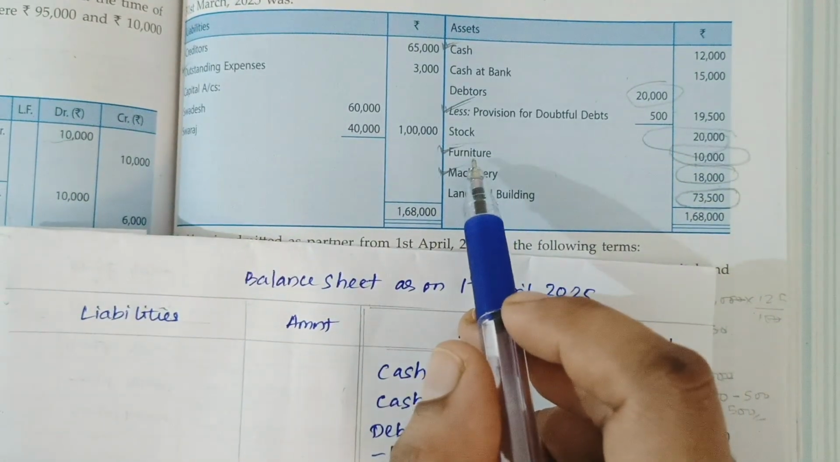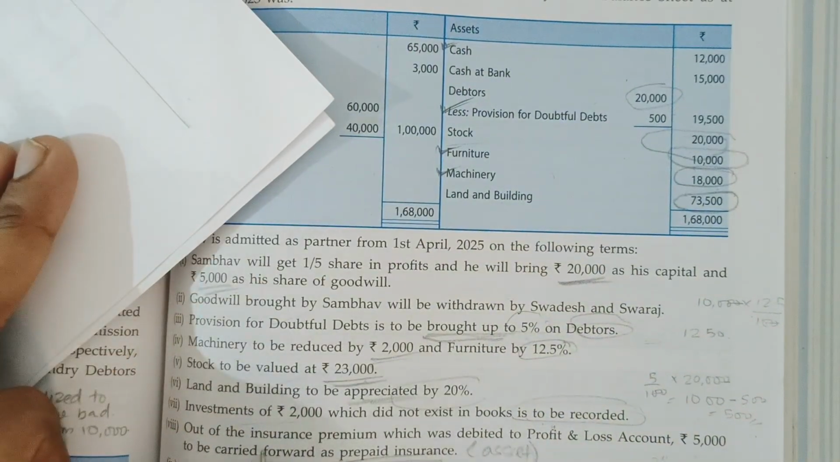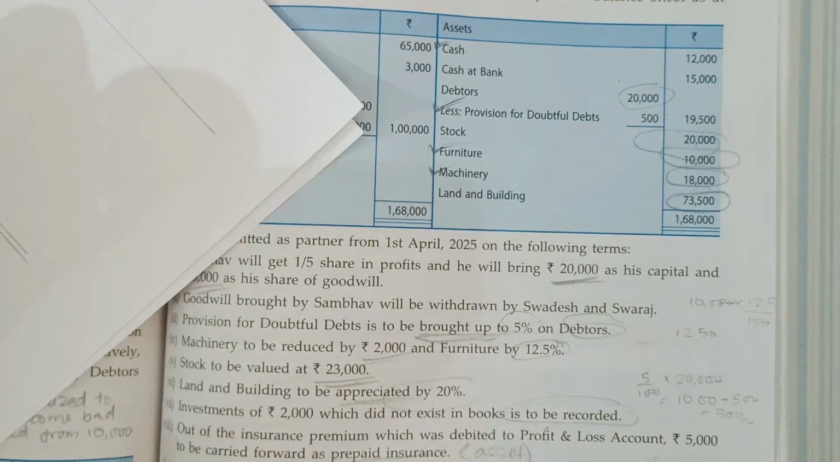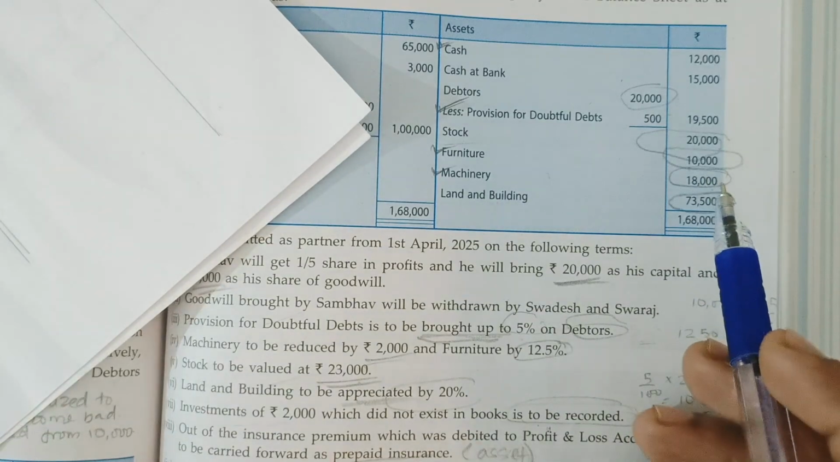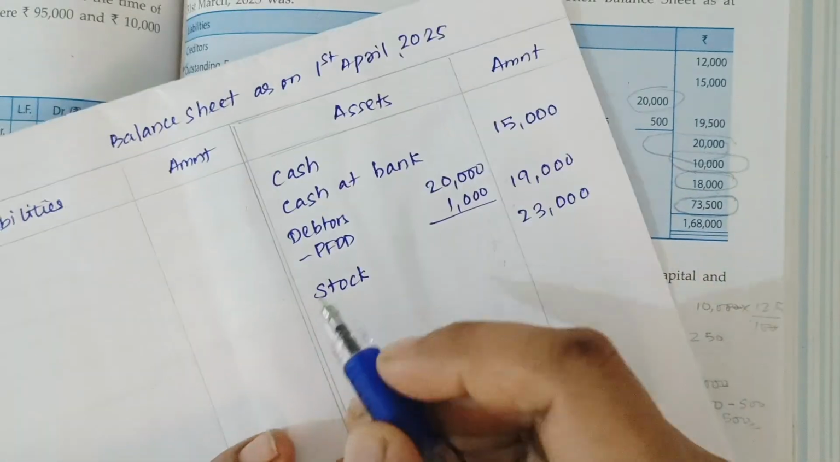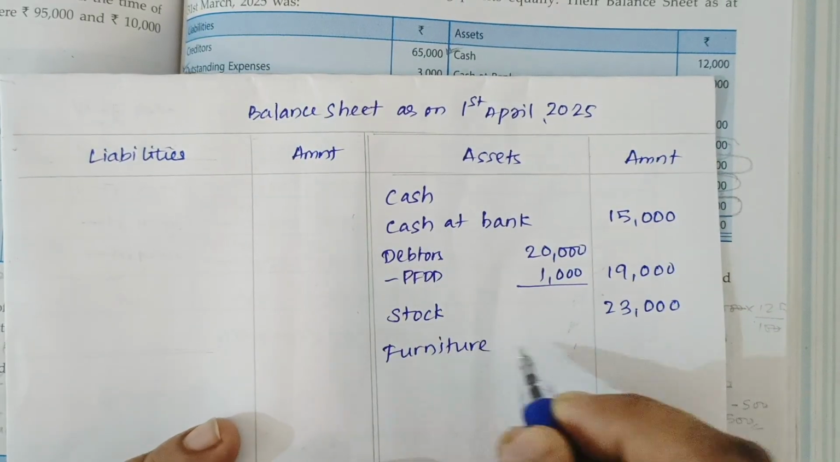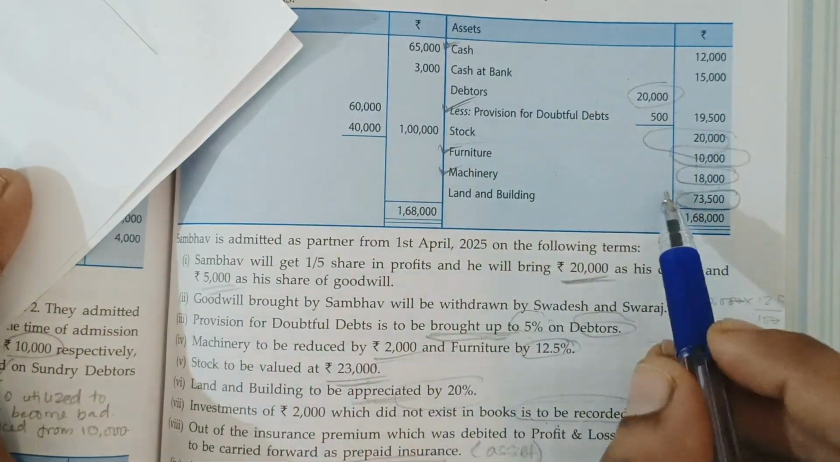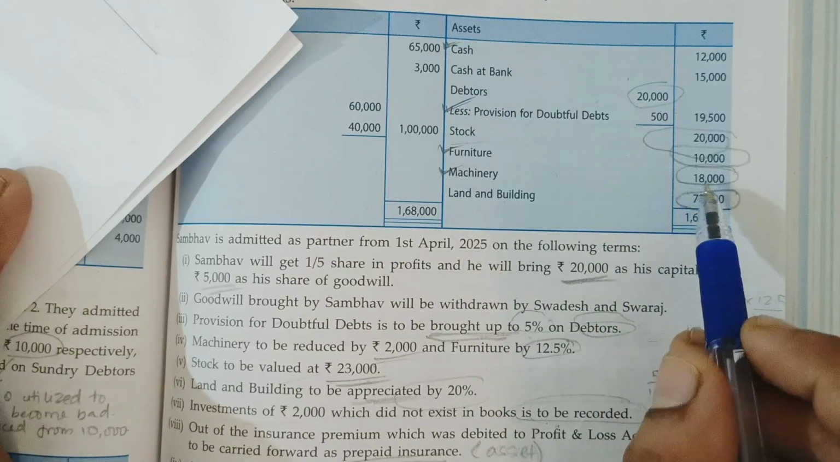Now furniture, the value was 10,000, and after the adjustment it was reduced by 12.5%. So 10,000 minus 1,250, so the value will be 8,750. Now machinery was also reduced by 2,000, so the machinery value was 18,000, so 18,000 minus 2,000.